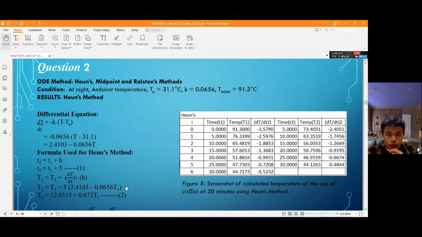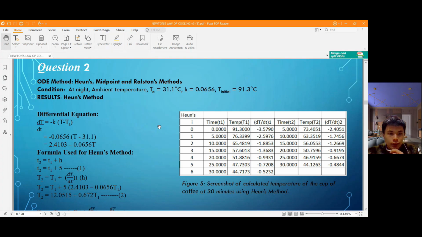In question 2, we have been asked to calculate the temperature of the coffee at time 30 minutes using ODE methods, which are Heun's method, midpoint method, and Ralston's method. The conditions given are an ambient temperature of 31.1 degrees Celsius, k equals 0.0656, T initial at 91.3 degrees Celsius, and a time increment of 5 minutes.